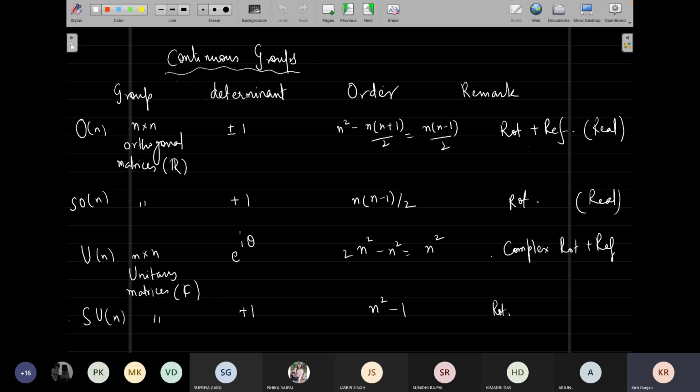And then we extended the same terminology to the complex plane, and we said that we have something called UN and SUN. The only major difference between the two that I would like to emphasize is that SUN will have an order one less than the order of UN, because we choose one determinant condition, plus 1, for SUN out of e to the i theta, which has infinitely many possible conditions.